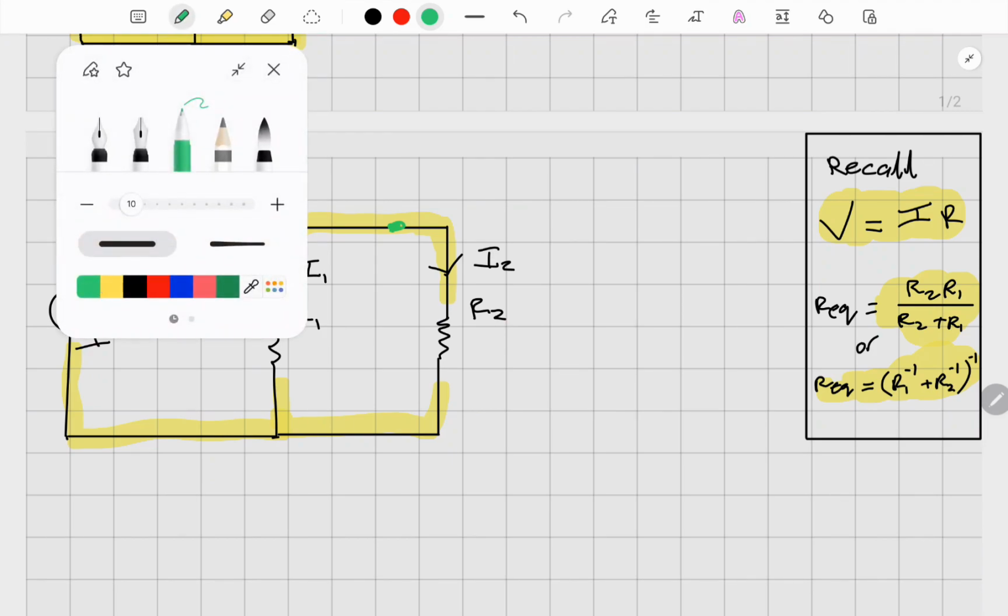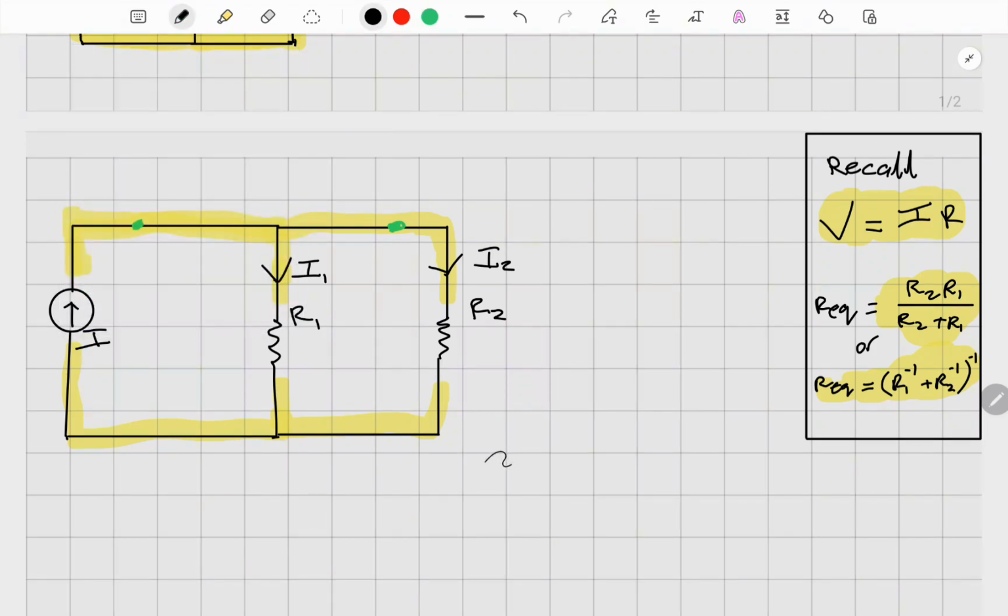So I could say that V is equal to, let's call the other one V1. Let's label two points. Let's call this part V, and let's call this part V1, and they're both equal.